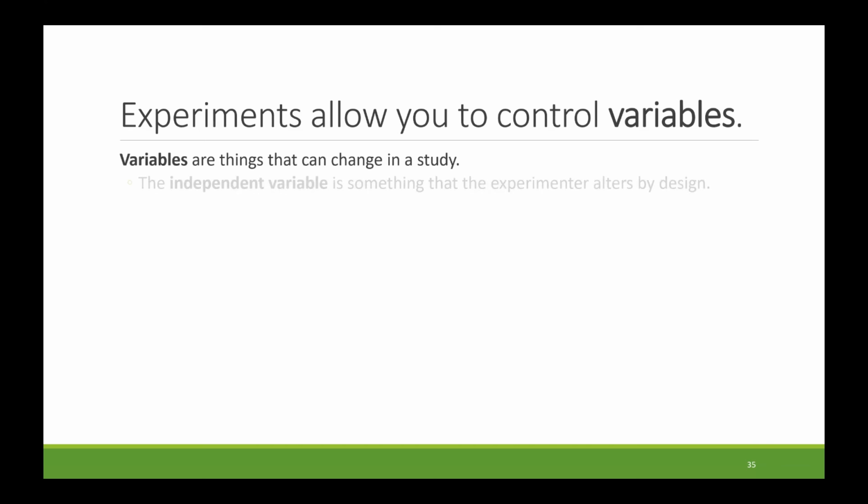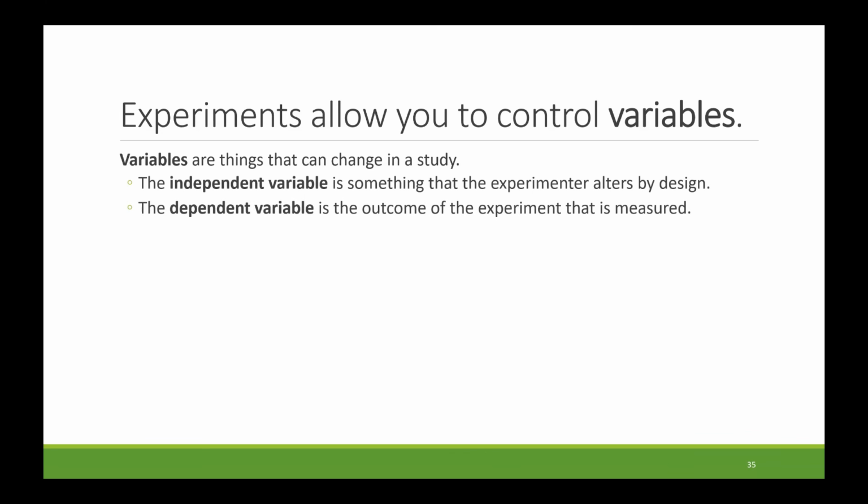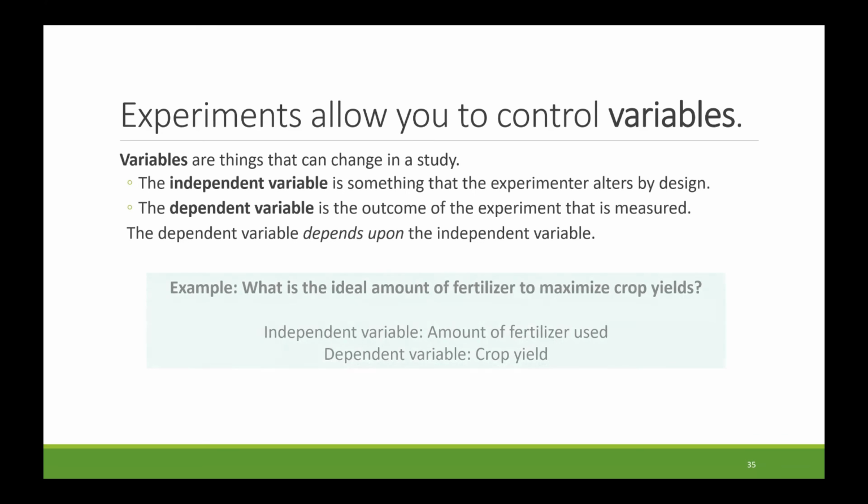One of these is called the independent variable, and that is something that the experimenter alters by design. Then there is the dependent variable, which is the outcome of the experiment that is measured. And they're named this way because the dependent variable depends upon the independent variable. So let's look at this in the context of an example.